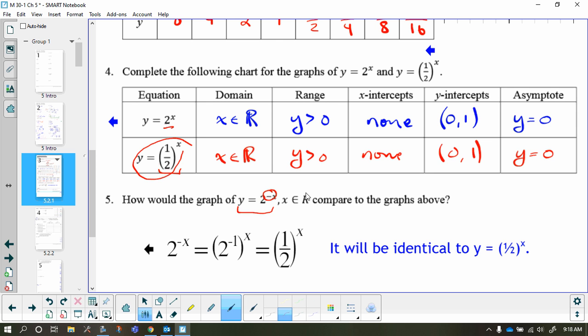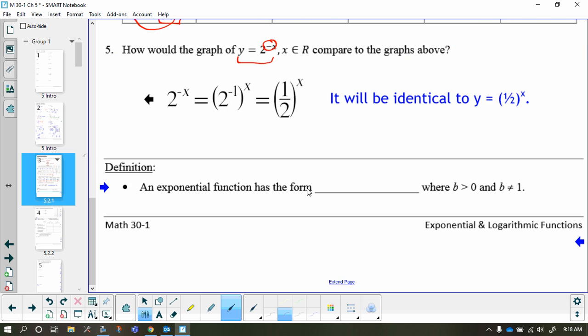Well, this introduces exponential functions. They have this form, y equals b to the x, where b, our base, has to be greater than 0, and it can't equal 1. Well, why is that the case?